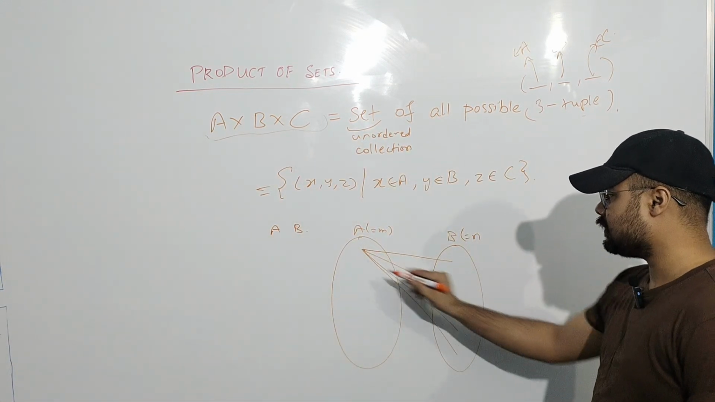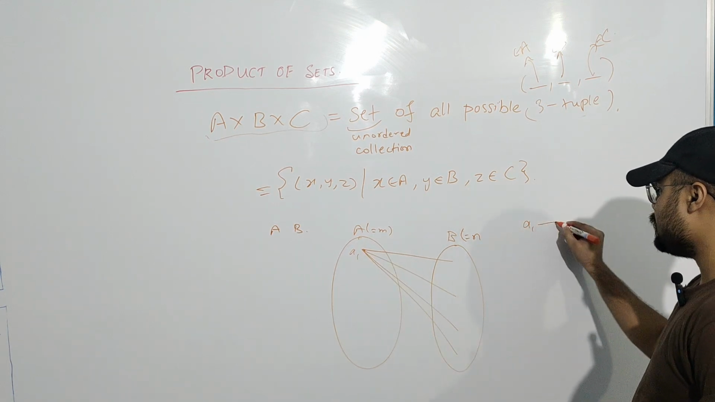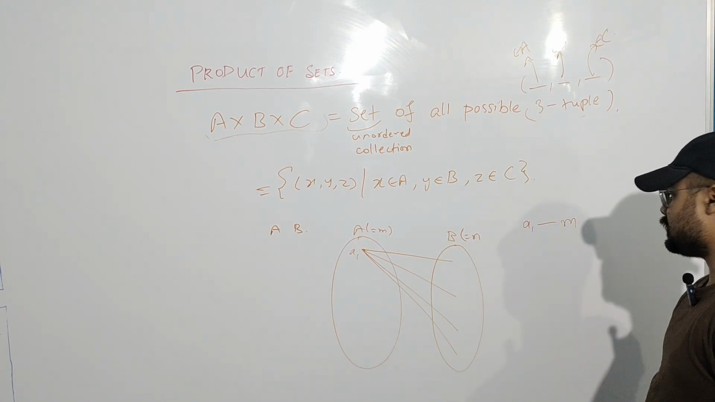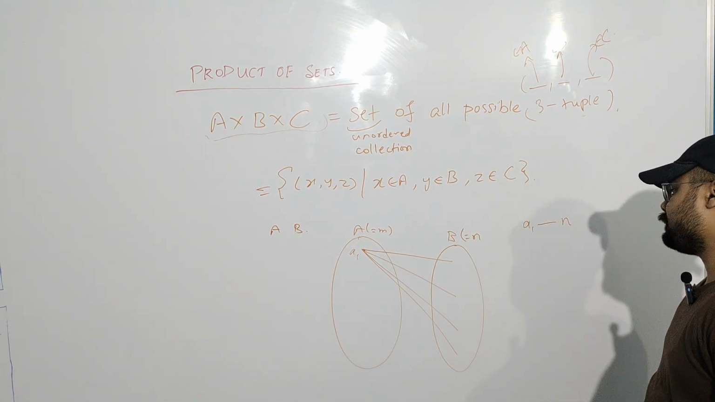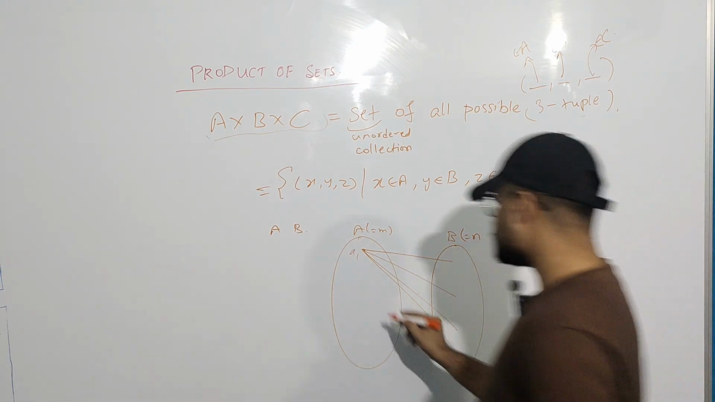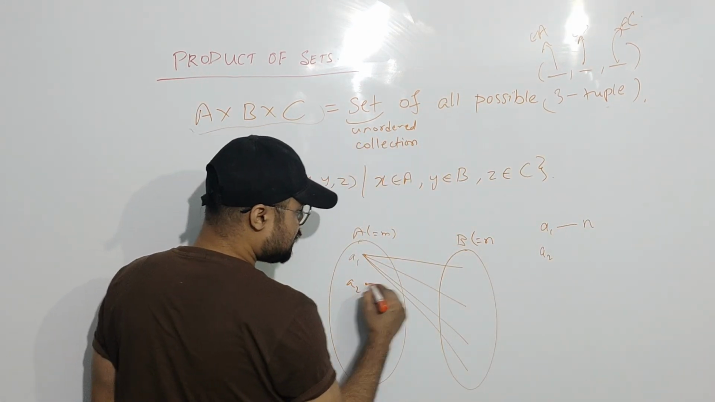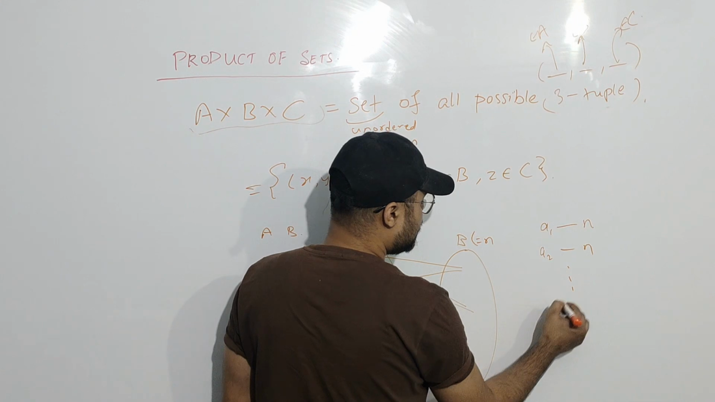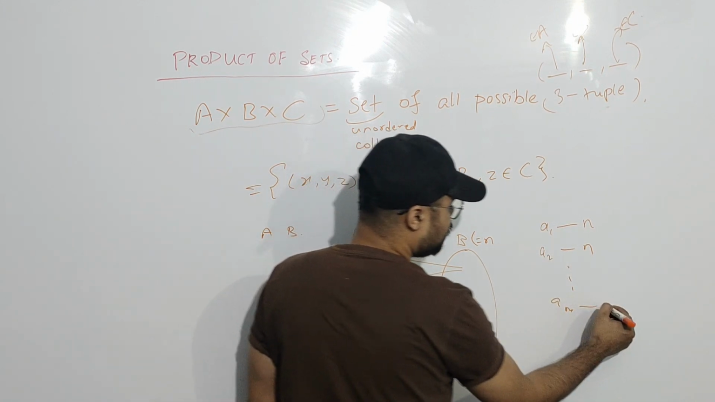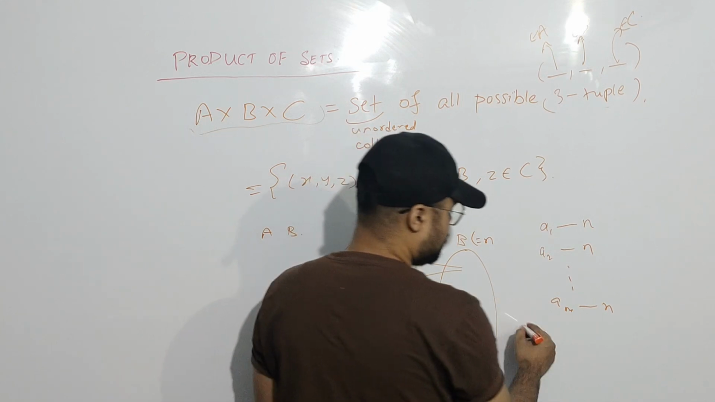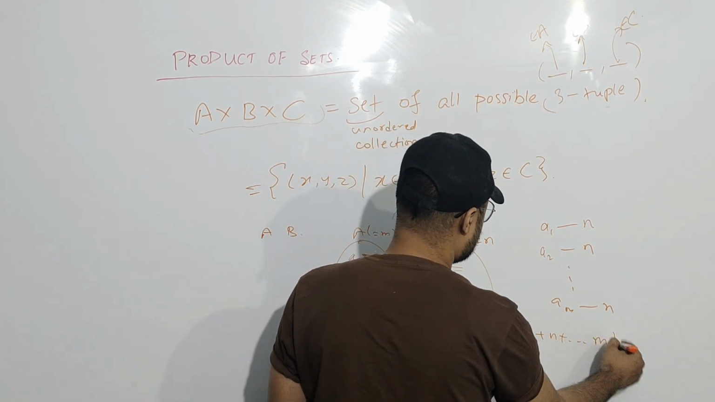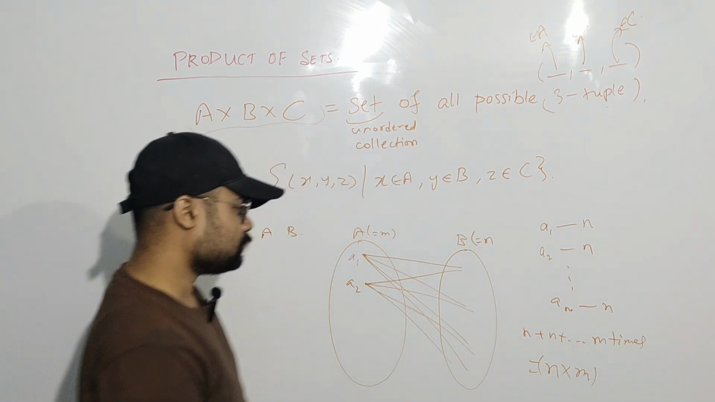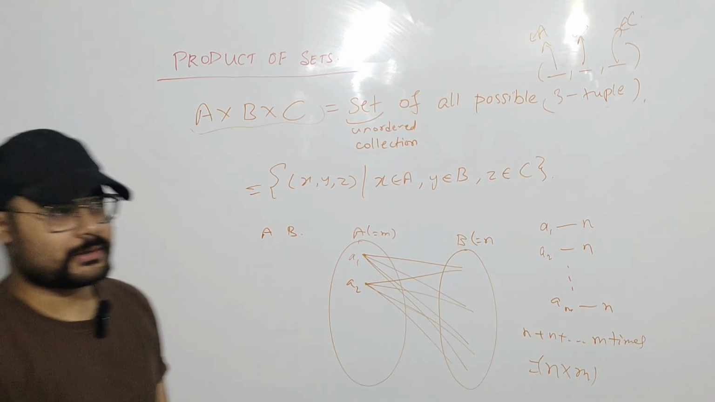So this is your first element, let's say A1. So A1 is adding n elements to the set of ordered pairs. Similarly, A2 will now be connected with each element of B, so A2 will also add n elements, and so on. All the m elements are going to add n elements. So what is the number of ordered pairs? It is n plus so on, m times, which is equal to n into m, which is equal to m into n.